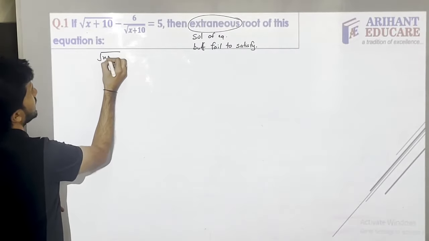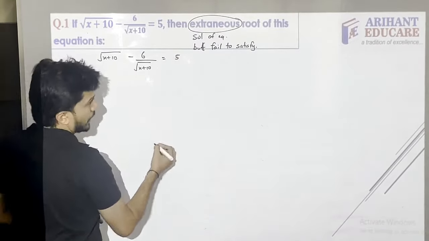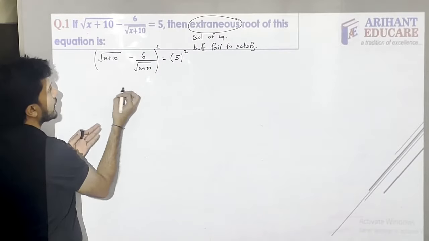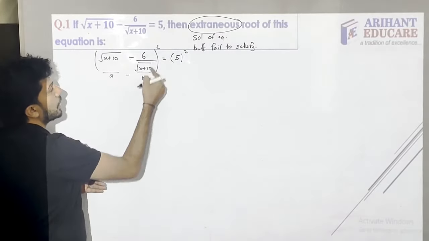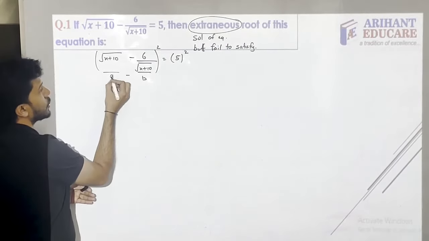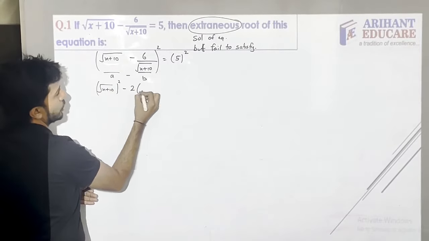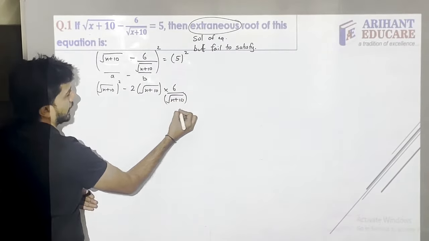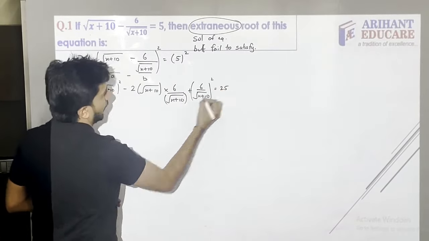So I have root of x plus 10 minus 6 by root of x plus 10 equals to 5. I can square both the sides. If I'm squaring both the sides, I can see this is a, this is b. So I have a minus b the whole square. Do you know the identity of a minus b the whole square? So let's use that identity over here. So a square, root of x plus 10 square, minus 2 into root of x plus 10 into 6 by root of x plus 10, plus 6 by root of x plus 10 the whole square is 25.